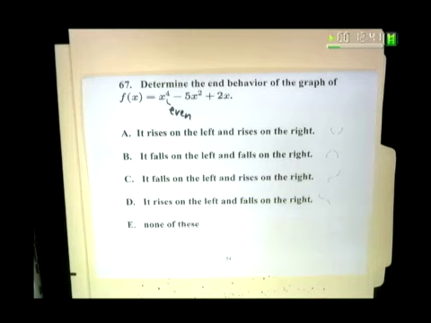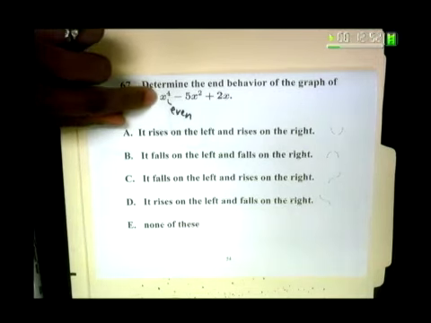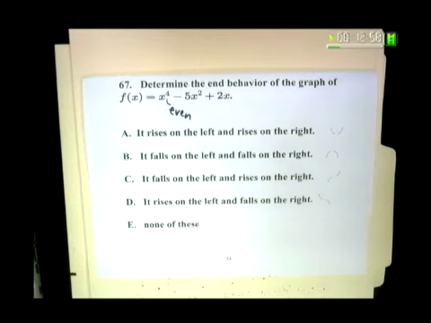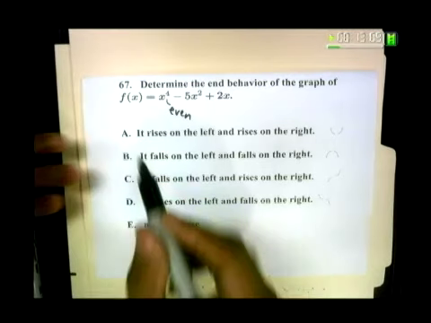Same thing with 6th degree, 8th degree, okay? So in this case, the only thing that's going to tell me whether both ends are opening up or both ends are opening down is what? Leading coefficient. And the leading coefficient is positive, okay? It's a positive 1, right? So in the same way that a parabola with a positive leading coefficient opens up, the same thing is going to be true about degree 4. So it would be answer A.